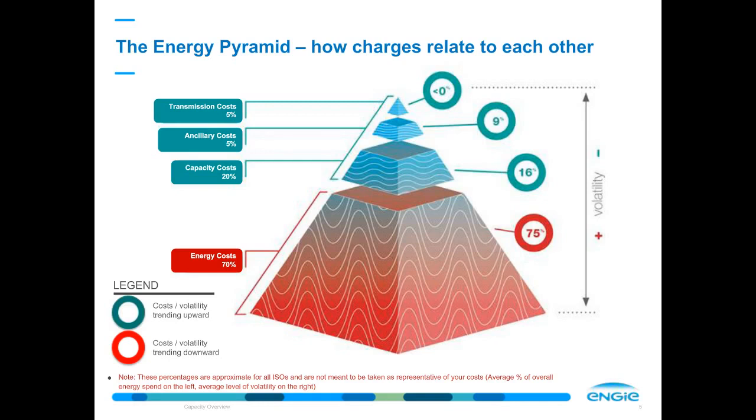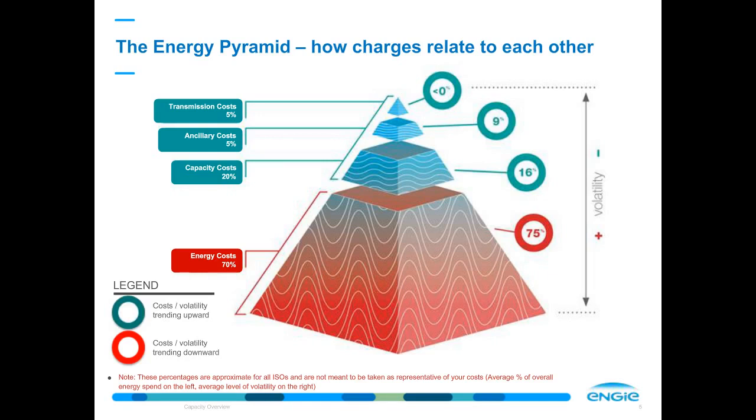The other thing I want to point out on this energy pyramid is you see those squiggly lines? Those are meant to represent the underlying volatility associated with each one of those components. Clearly, energy is by far the most volatile component, and for that reason, most customers spend the vast majority of their time focusing on how to lower their energy costs, which typically means trying to negotiate the lowest cost.